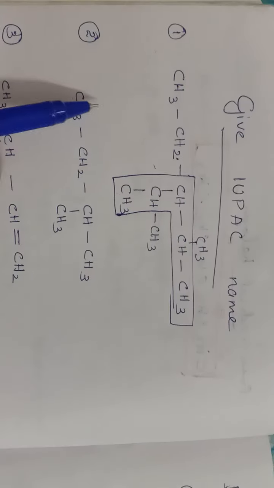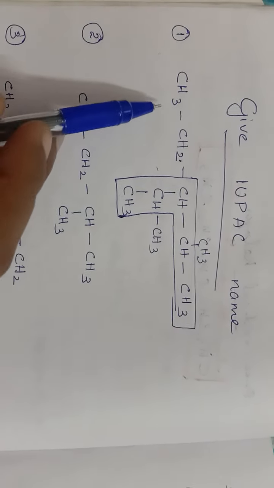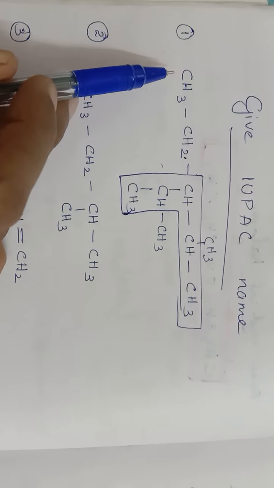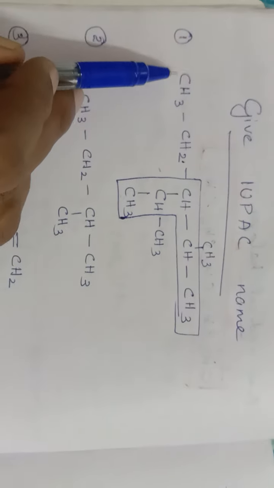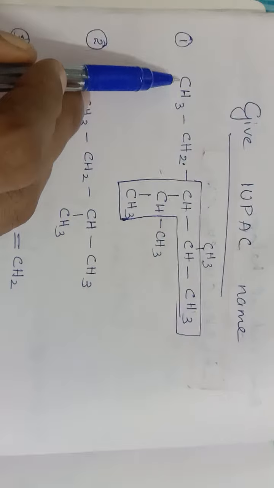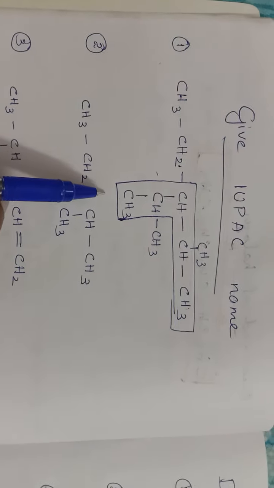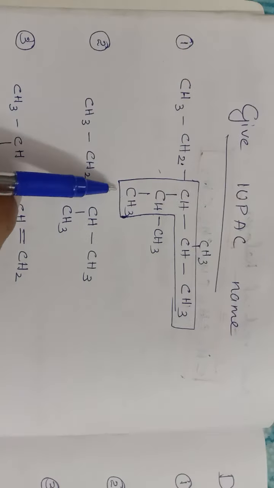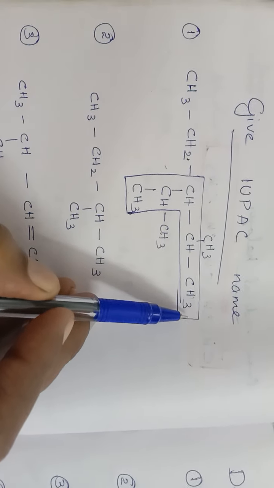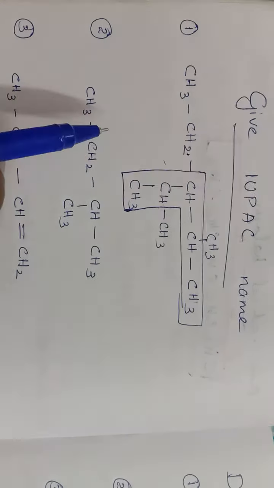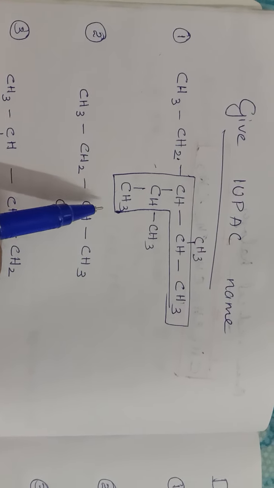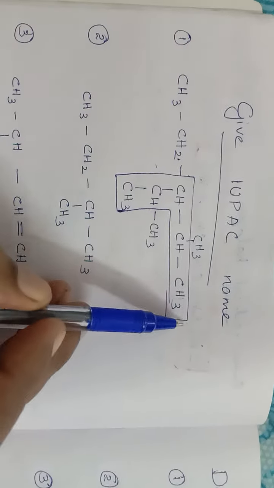The IUPAC name of the first compound. Here in this compound we have carbon chains of equal length. This is one carbon chain, the longest carbon chain containing 5 carbon atoms. This is another carbon chain, 5 carbon. This is also a 5 carbon chain. So in this case, the more branched carbon chain is selected as the parent chain. So we select this as the parent chain.